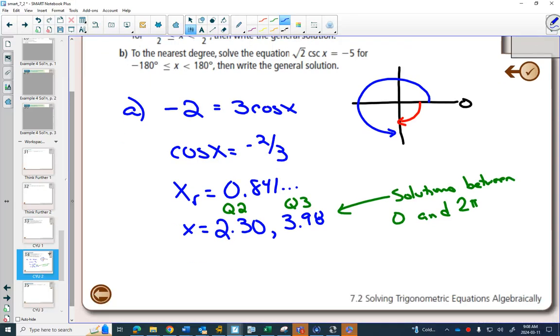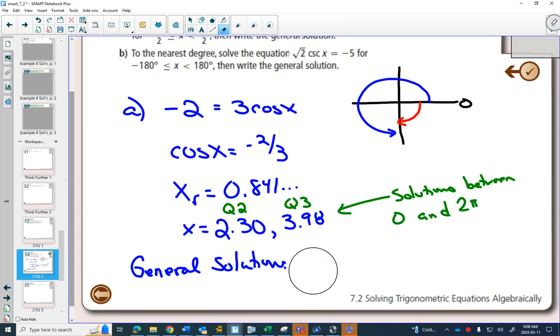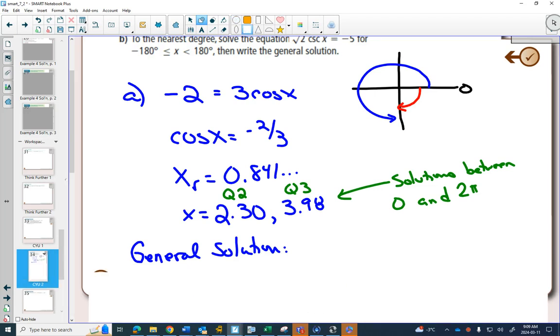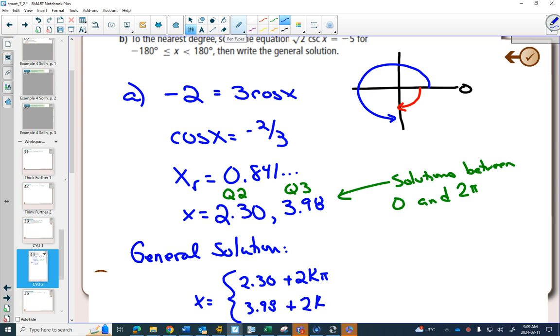And then it says also to write the general solution, and remember that our general solution is just writing coterminal angles. So to write my general solution, I would go x equals, I have those two answers, 2.30 and 3.98. I'm in radians, so I go plus 2k pi, plus 2k pi. That gives us all the coterminal angles as long as k is an integer.